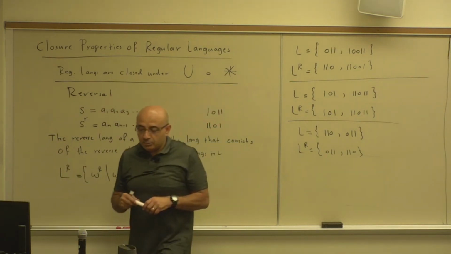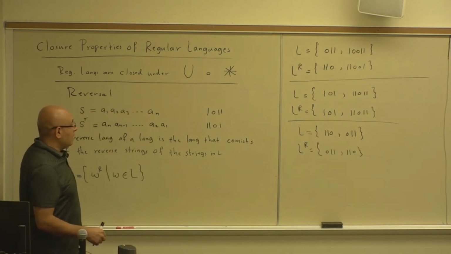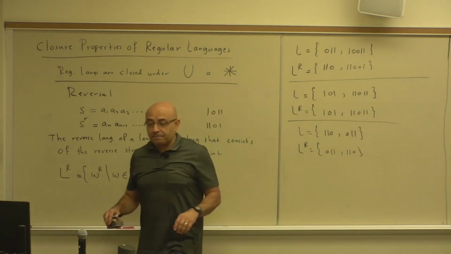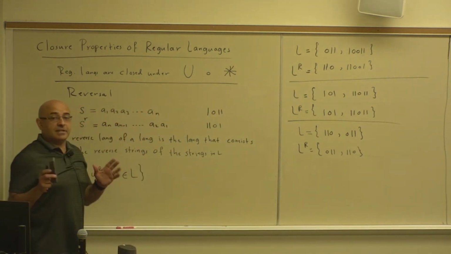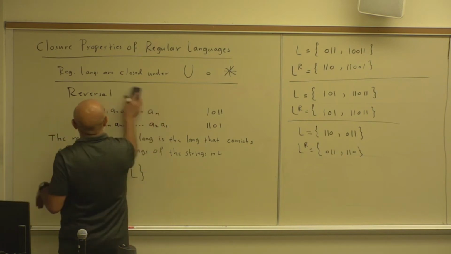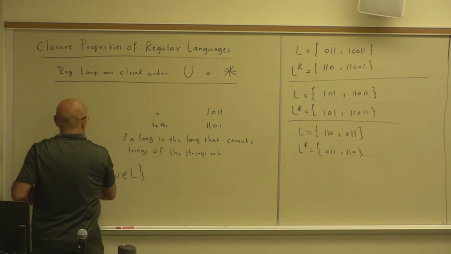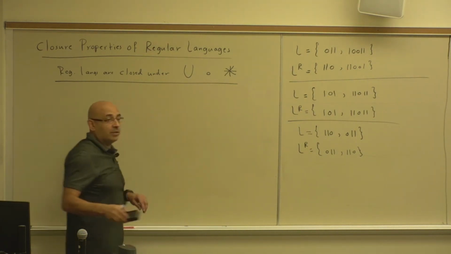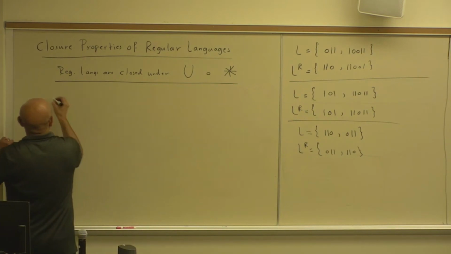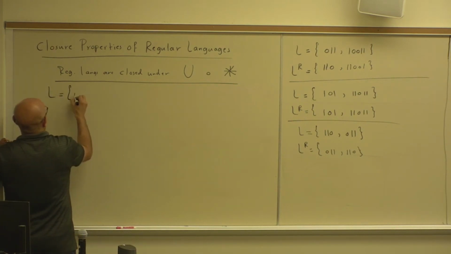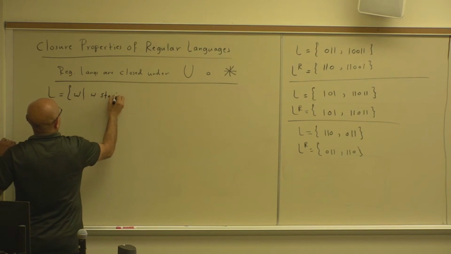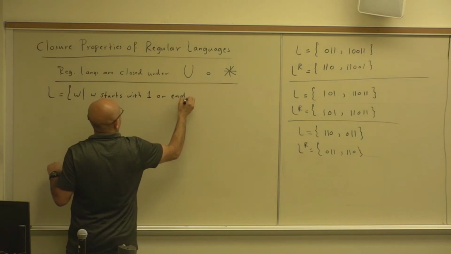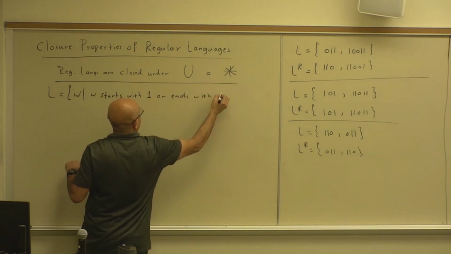Now, what we are interested in here is the regularity of reverse languages. If the language is regular, is its reverse regular? And this is something that we can show easily, this time by showing how to construct an NFA for the reverse language. So consider L = {W such that W starts with 1 or ends with 0}.